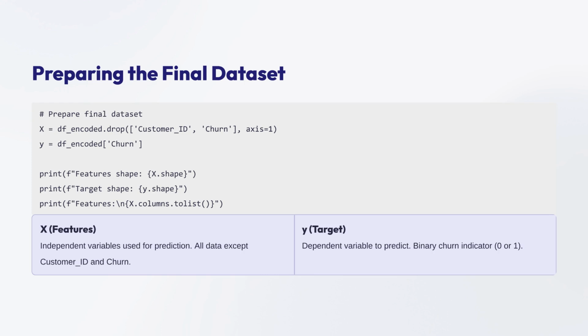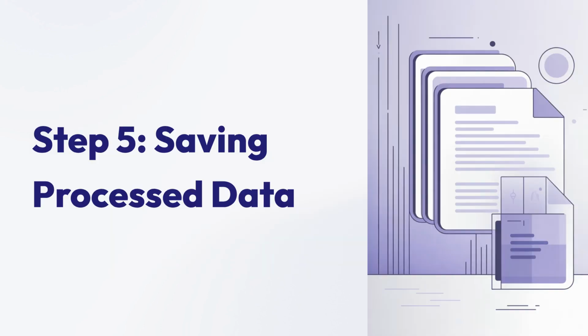Finally, we prepare the final dataset. We separate the features, or `X`, which are all columns except customer_ID and churn, from the target variable, or `y`, which is the binary churn indicator. We conclude the pipeline with step 5, saving the processed data.